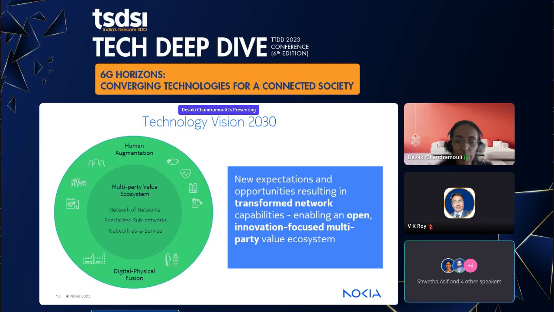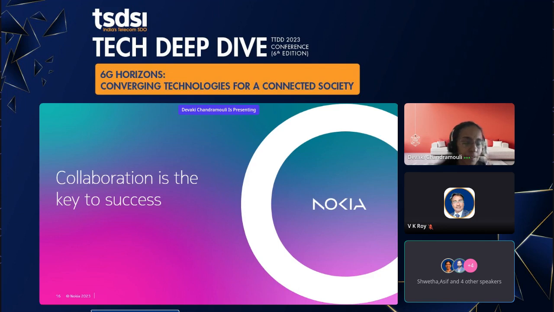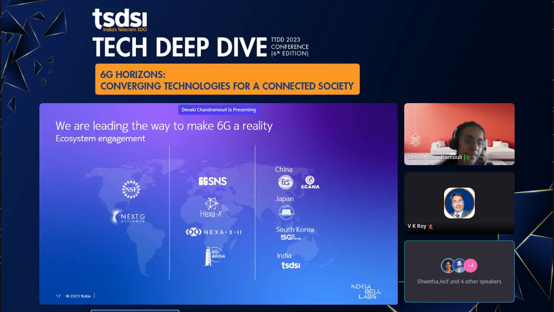And finally, from our technology vision perspective, we believe the network and the technology can be transformed in such a way that it can meet the technological, the socioeconomic, and the geopolitical demands of 2030. The next part of the presentation is about collaboration. And our key message is to show that collaboration is key to success.